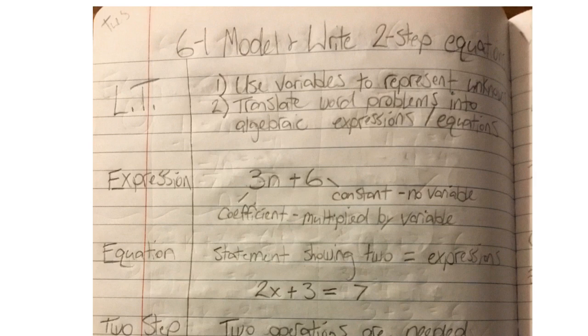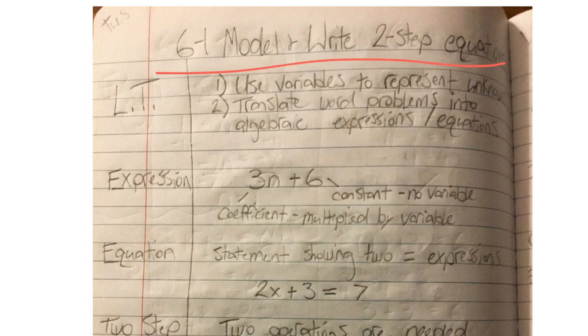Our learning target here for 6-1 is that we are going to use variables to represent unknowns, and we've already been doing that with one-step equations. And then step 2 is we're going to translate word problems into algebraic expressions and equations. Now, we've also already done that, but we've only done it with one step. So today it just gets one step more complicated because now we have two-step.